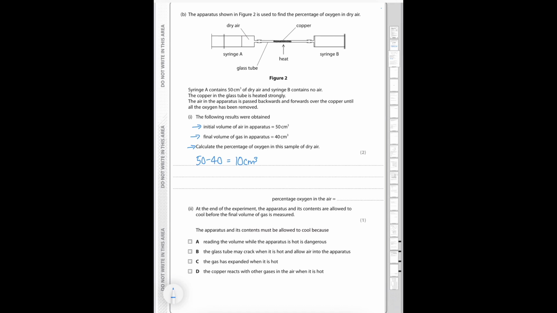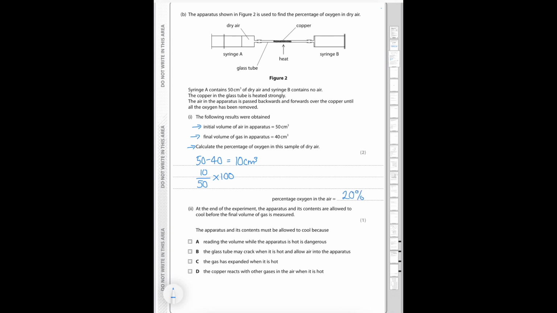So there was 10 centimetres cubed out of the 50 centimetres cubed of the original air that we had in syringe A. So to work that out as a percentage, it would be 10 divided by the original amount of air, which was 50, and then we multiply that by 100 to make it into a percentage, and the answer we get is 20%.